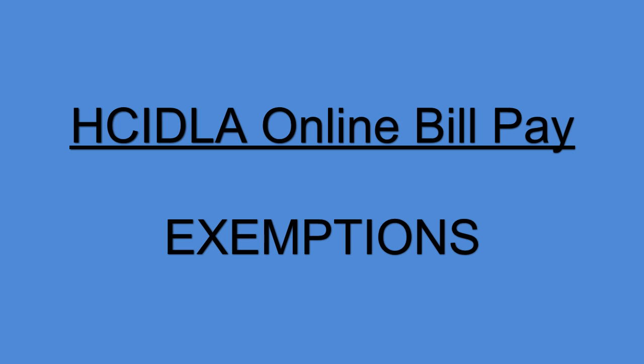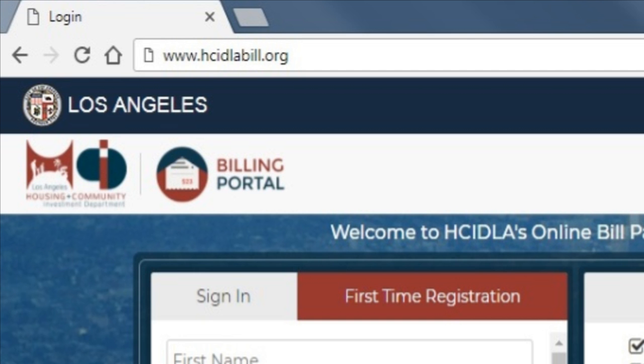HCIDLA's online bill pay allows you to submit your exemptions request online for multiple properties under a single user account. First, log in to www.hcidlabill.org. If you have not already registered and added properties to your account, please watch our tutorials covering those steps.